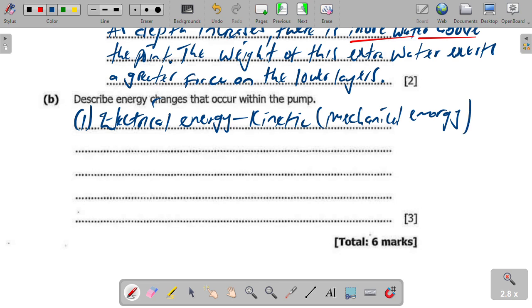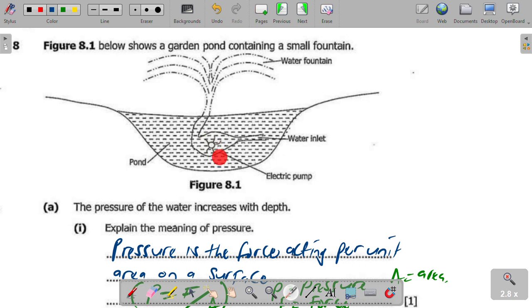Okay, so there's electric energy which changes to kinetic energy or mechanical energy as the motor rotates. This is what is happening here. So there is the electric energy which is transferred to kinetic or mechanical energy as the motor rotates.